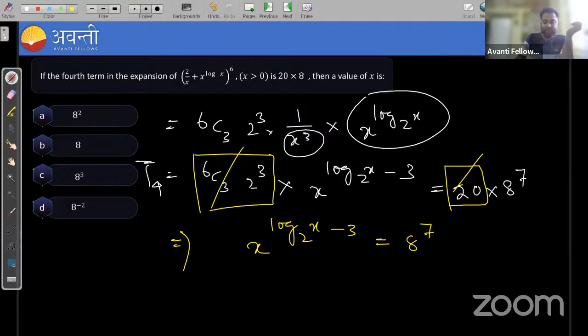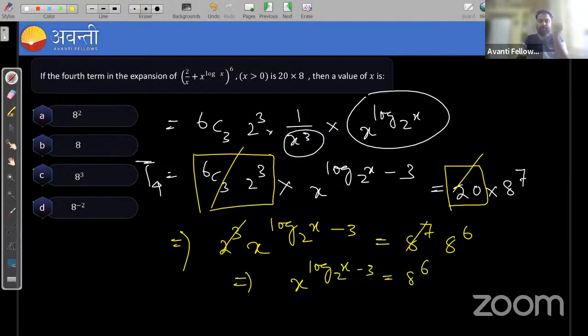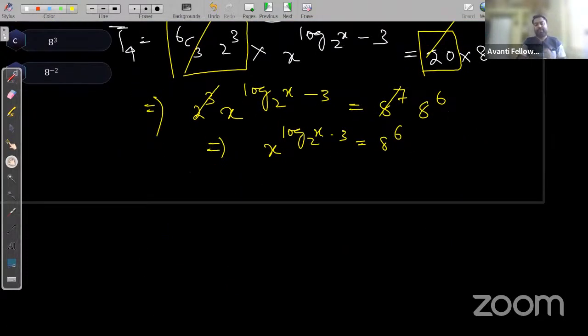And also here we are having 2 to the power 3, right? 2 to the power 3 is 8. If we cancel this with this, we are having 8 to the power 6. So finally we are having x to the power log of x to the base 2 minus 3 is equal to 8 to the power 6. Okay, so these things we are having right now. So how can we solve it?